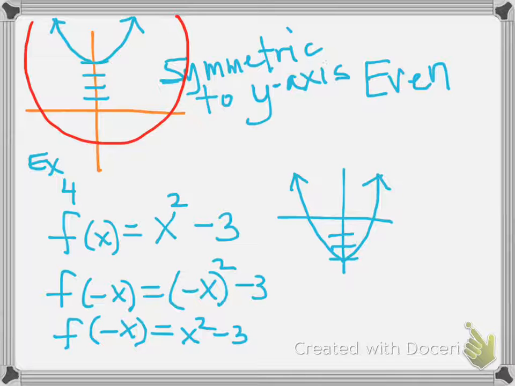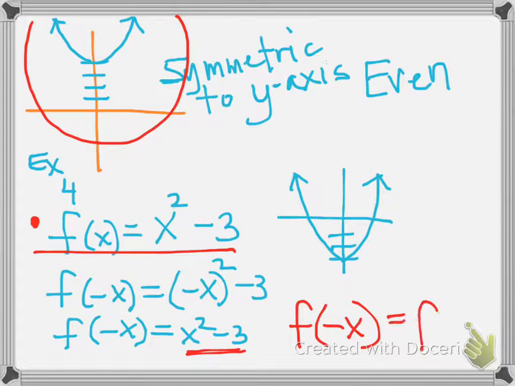Here's one more even function. Example 4. f of x equals x squared minus 3. If I plug in a negative x and square it, I get positive x squared minus 3. So this is the same as what I started with, the function I started with. So that's what that weird notation means. It means if you plug in a negative x and solve the problem, you get out the function that you started with.